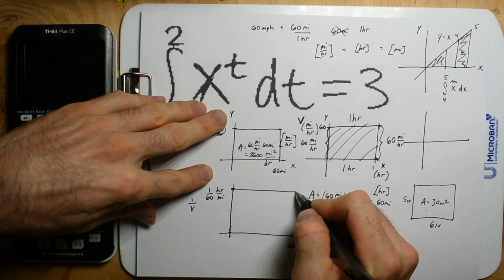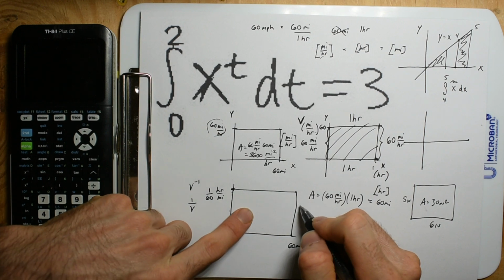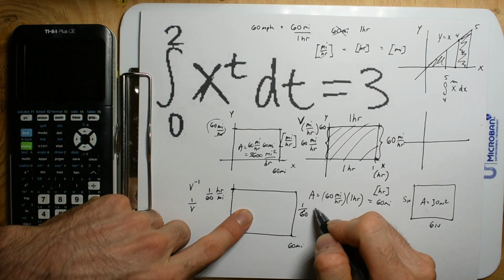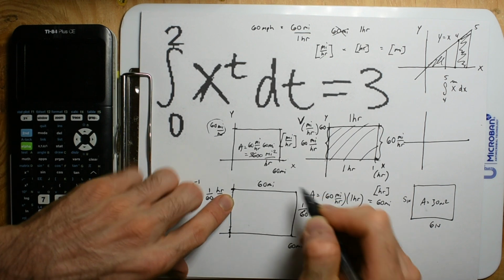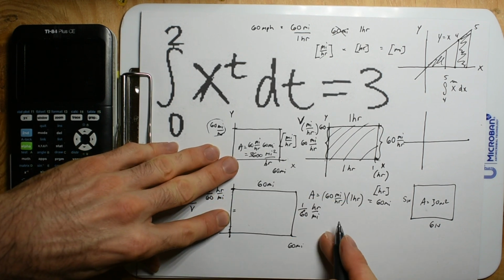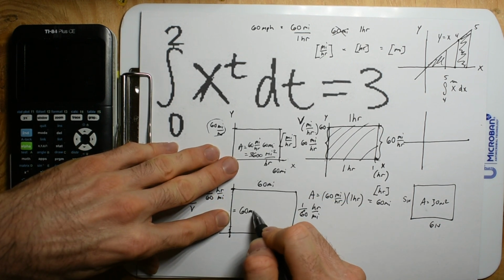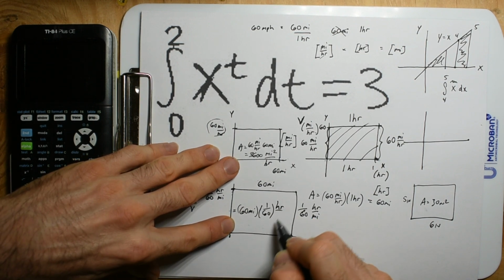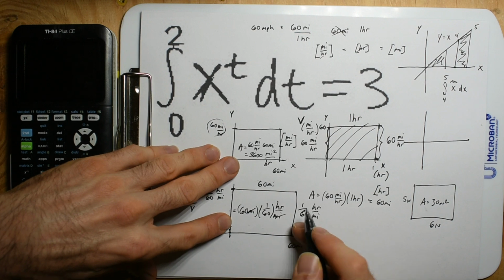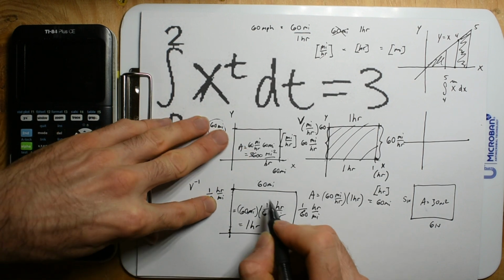So now when we integrate this, we get 1/60th of an hour per mile, and then right here we get 60 miles. And so the area of this is 60 miles times 1/60th of an hour per mile. Then miles cancel, and we got 1 hour.